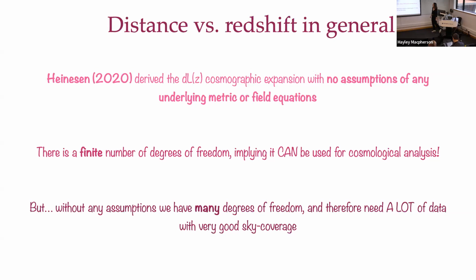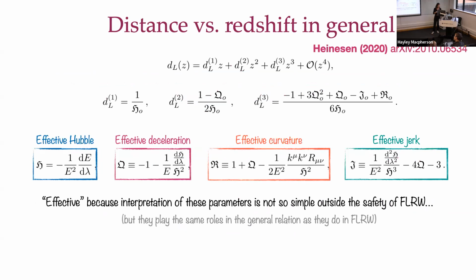In particular, my collaborator, Heinesen, derived this same luminosity distance redshift cosmography without making any assumption of a particular metric tensor. She really derived the complete generalization of this cosmographic formalism. Within this formalism, we do have a finite number of degrees of freedom, which means that technically we can use it to constrain parameters. Although when you don't make any assumptions, you have many independent degrees of freedom, and in particular, her formalism has 61. We're going from 4 in FLRW to 61, so we can't quite yet constrain all of those degrees of freedom.